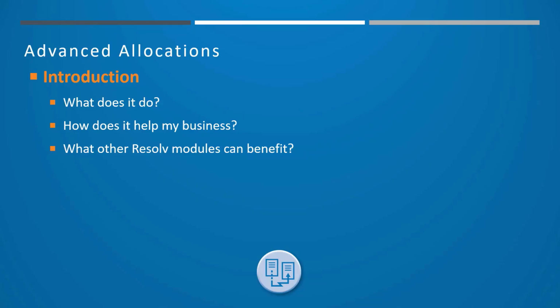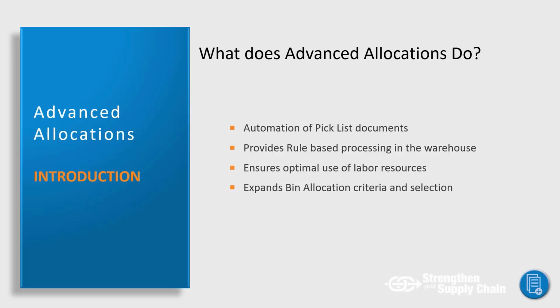Let's start with the introduction. What does advanced allocations do? How does my business run better with it? And where does it fit within the Resolv suite? The primary purpose of advanced allocations is to create SAP Business One's standard pick list documents in an automated and efficient manner.